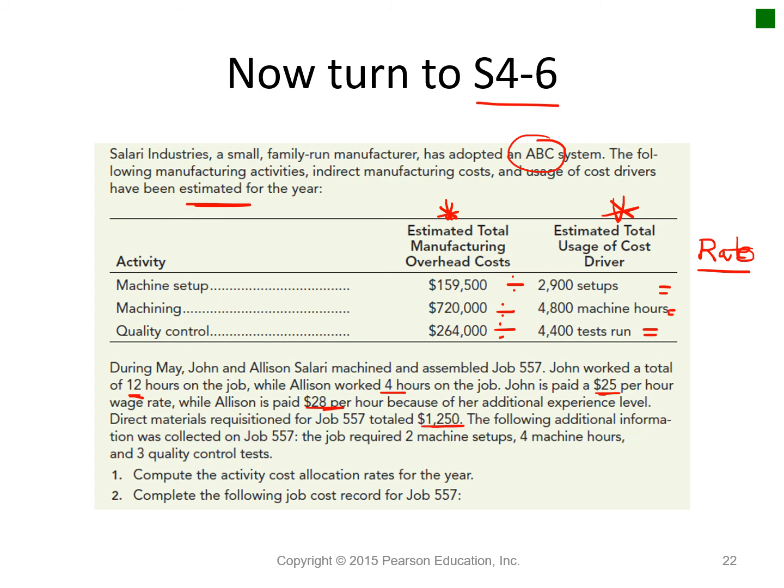Then we got the following information. We've got 2 setups, 4 machine hours, 3 quality control tests. So they're giving you basically all of your product cost, or how to get the product cost. Step 1, part 1 is to get the rates. We'll do that. Part 2 is to get the cost of the job. And again, remember the cost of the job is going to be direct material, direct labor, and manufacturing overhead.